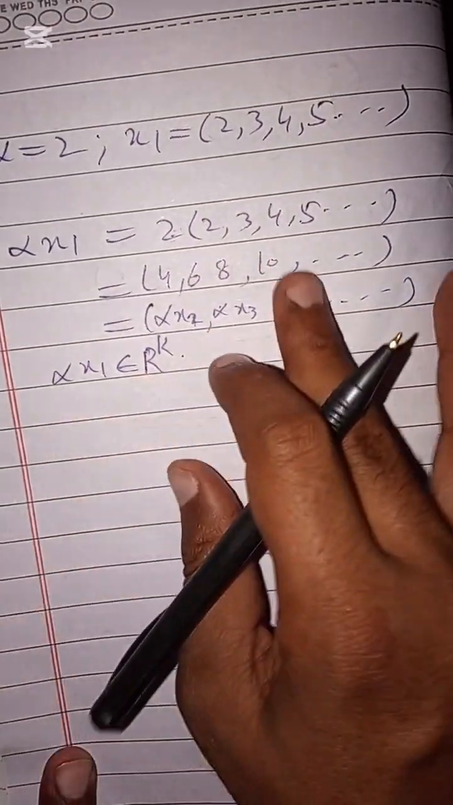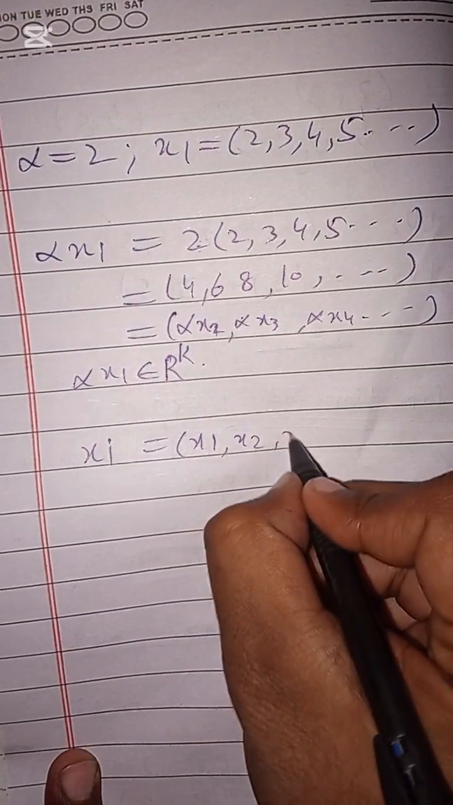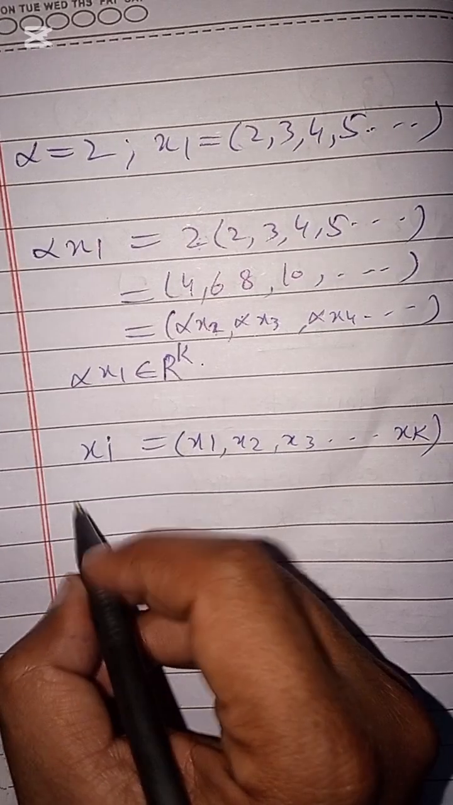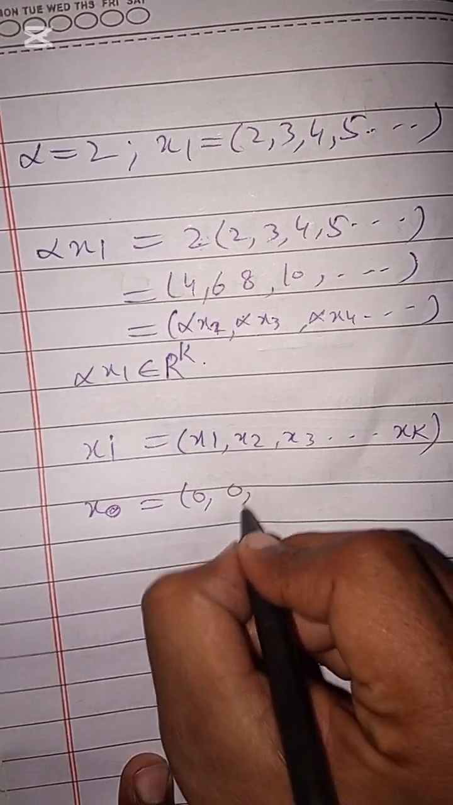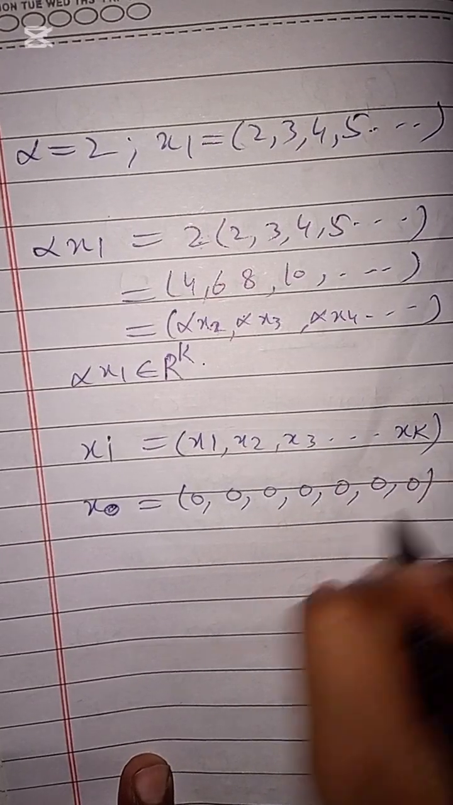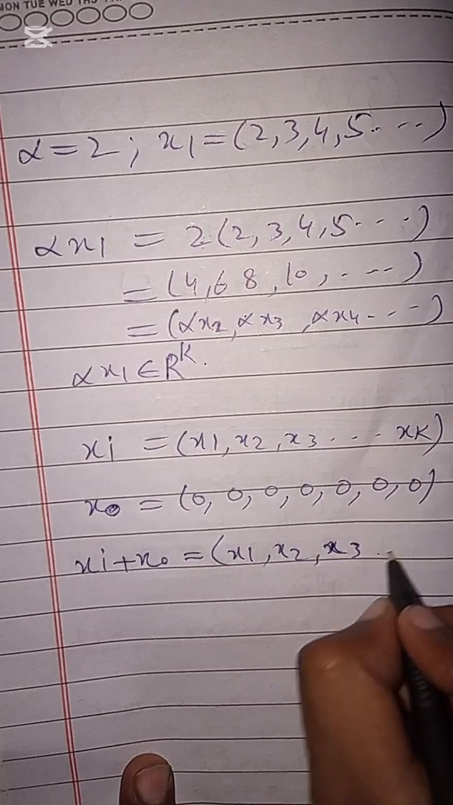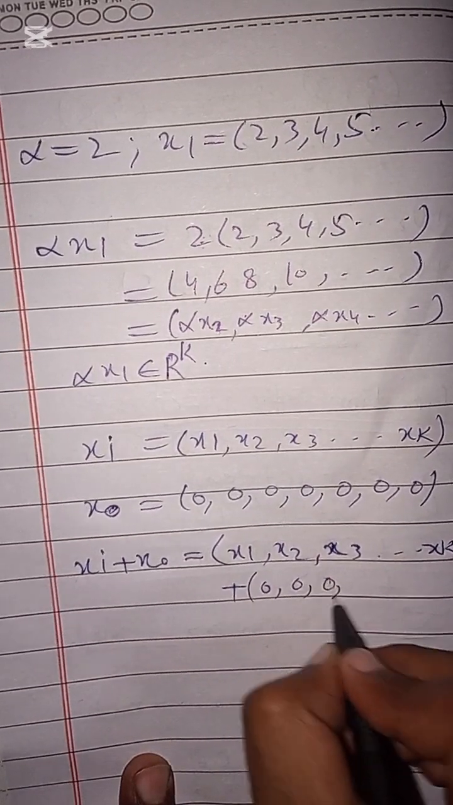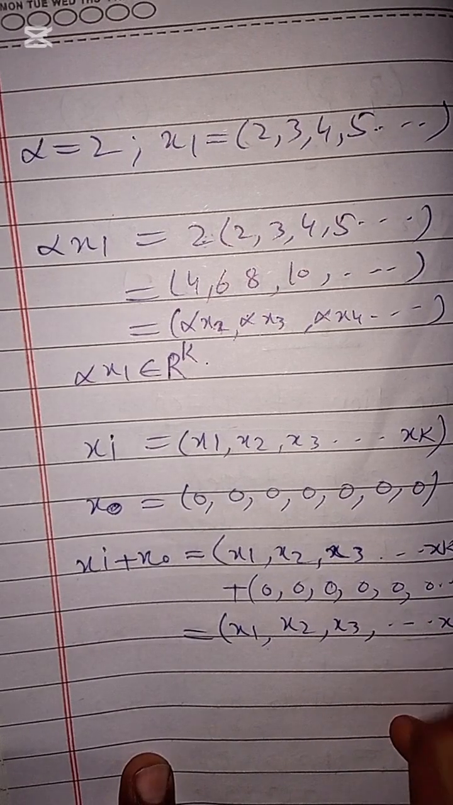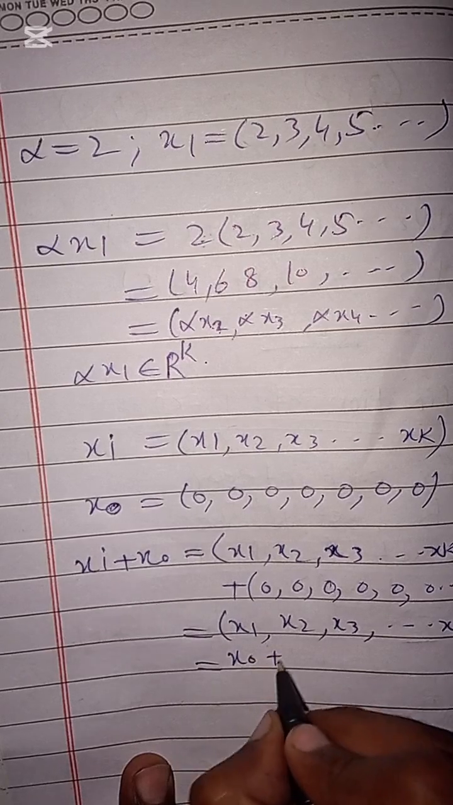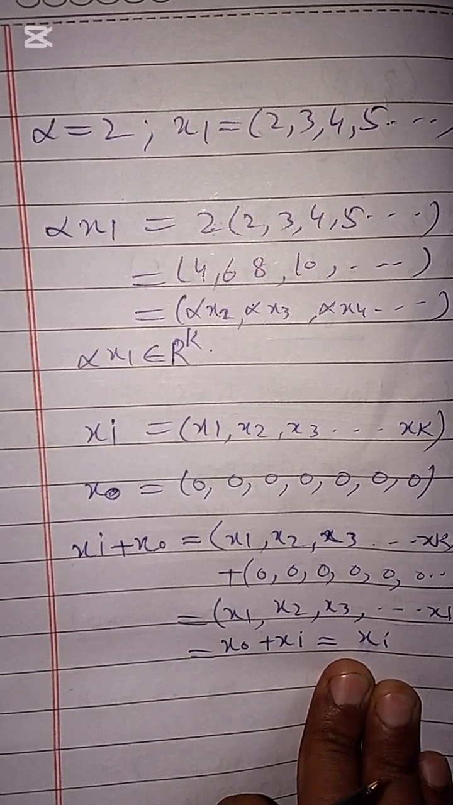You can also find that if xi is a vector, x1, x2, x3 are the points of that. And you can also find the null vector, which is the additive identity of that Euclidean space. You can write x naught as 0 0 0 0 0 0 0. If we add xi plus x naught, we get x1, x2, x3, and so on xk plus 0 0 0 0 0 0. We will again get x1, x2, x3, and so on xk. So x naught plus xi equals xi, because there will be no difference in xi, and xi will remain the same.